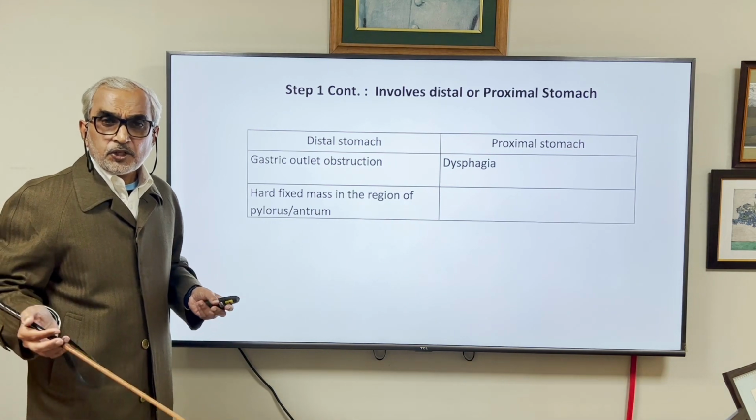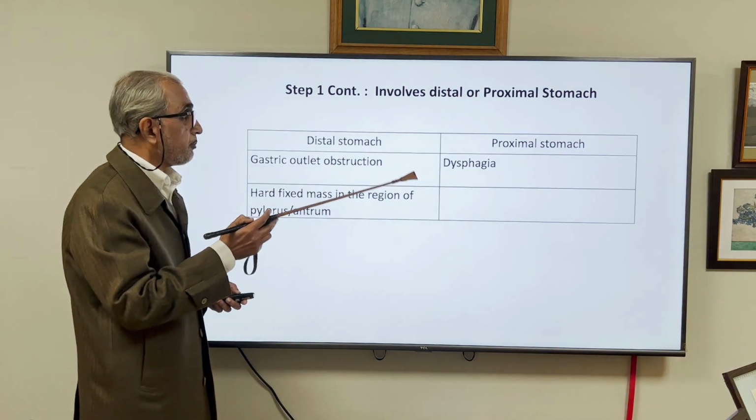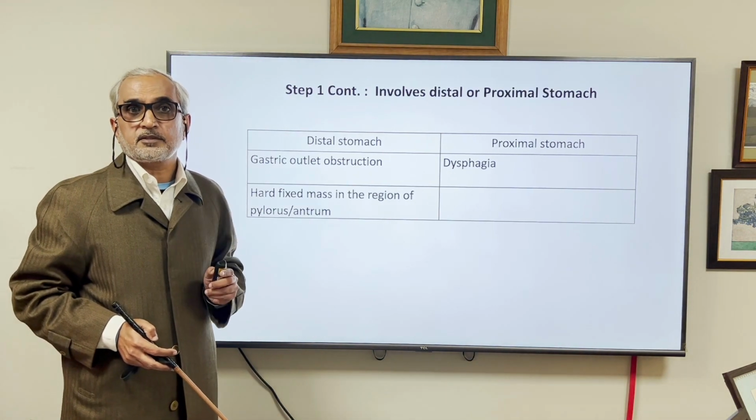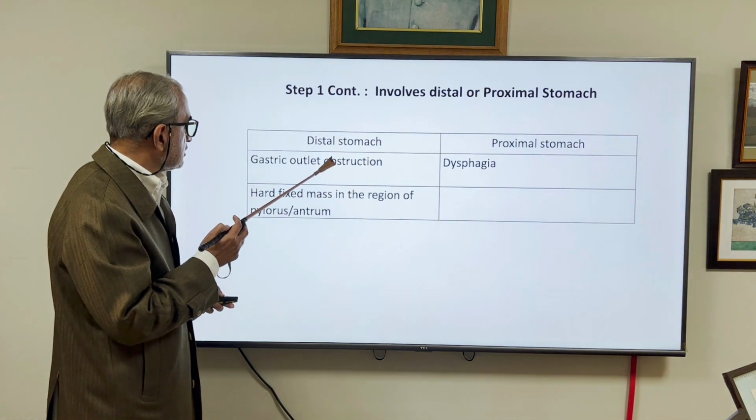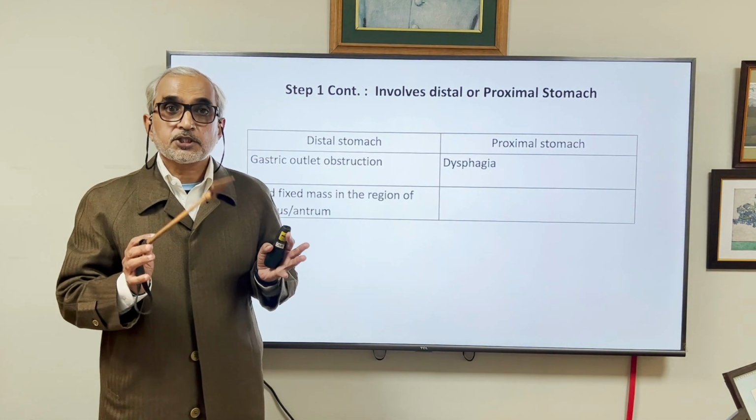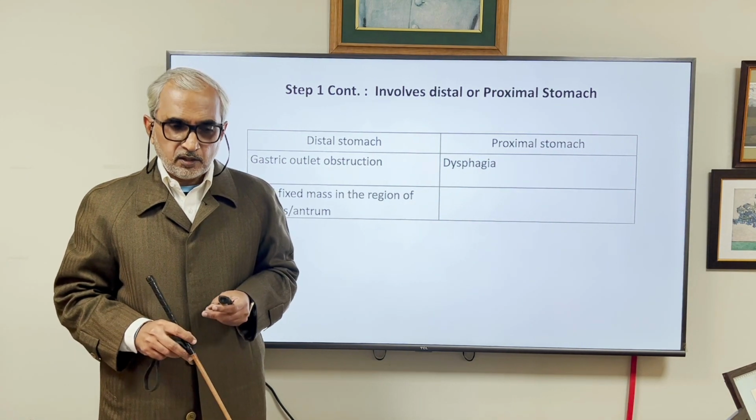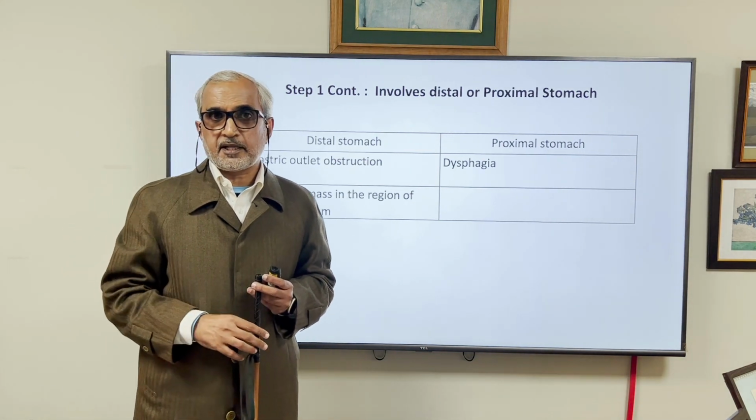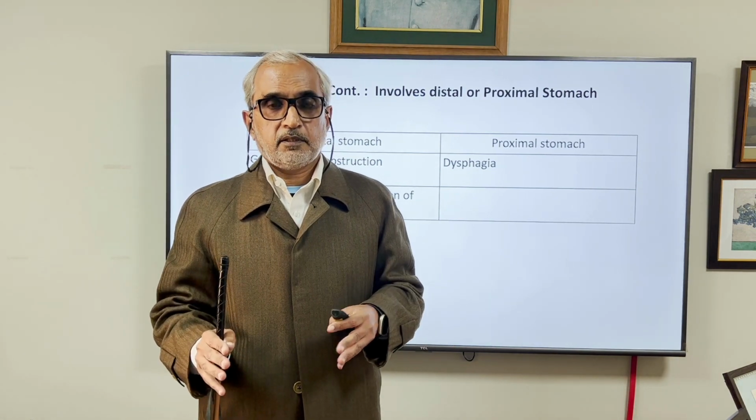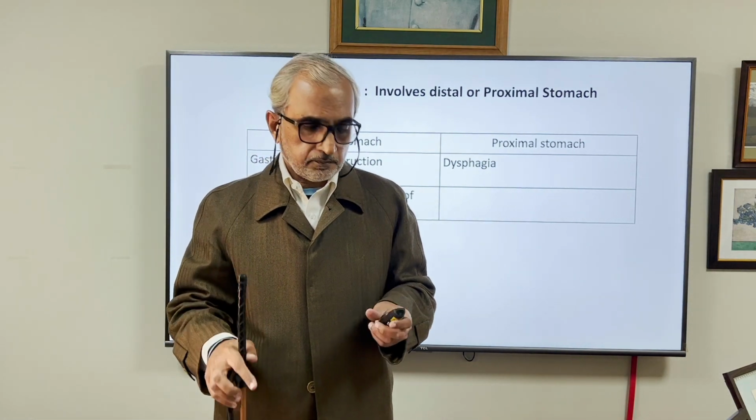By these symptoms, you can also tell in examination whether the cancer is involving the distal stomach or proximal stomach. Dysphagia is a symptom of the proximal stomach. Gastric outlet obstruction and a hard fixed mass in the region of the pylorus and antrum all point towards a tumor involving the distal stomach. Now, simply on the basis of history and clinical examination, we have reached these conclusions.